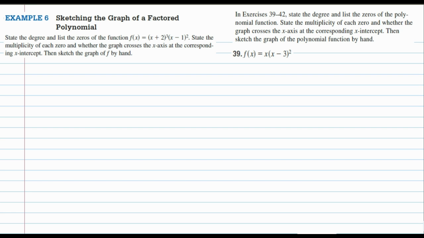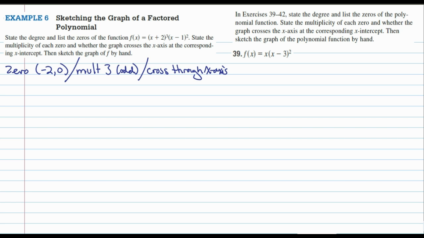So first, let's look at the zero negative 2, comma 0. It has a multiplicity 3, which by the way is odd, which means this will cross through the x-axis. So there's 3 bits of information: the zero, the multiplicity, and the fact that it will cross through the x-axis.